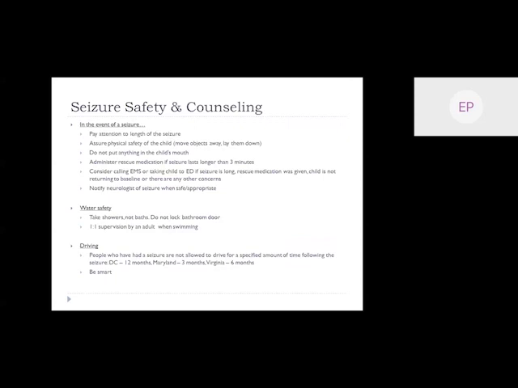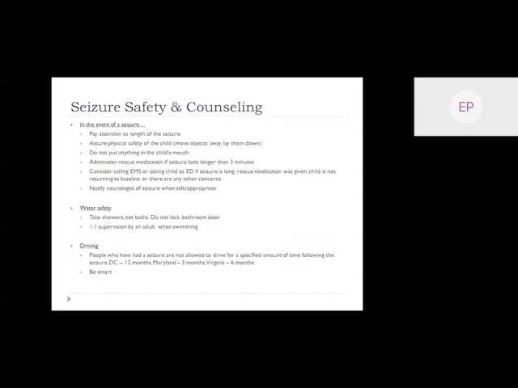So once someone has had a seizure, these are the things that we discuss with the parents, and I'm sure they also have a lot of questions for you all as the primary care providers. What I specifically tell parents to do in the event of a seizure, if another one was to occur, is to pay attention to the length of the seizure. Very important, so that they would know if they need to give the rescue medication or not.